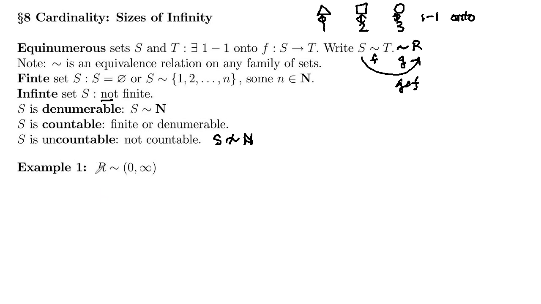So the real numbers here, this is supposed to be script R, are actually equinumerous with the positive real numbers. So the way that we would show that is we'd want some function f that goes from the real numbers onto the open interval 0 to infinity, so onto the positive reals, or vice versa. So we could go the other way too. And you just have to find one function that does this.